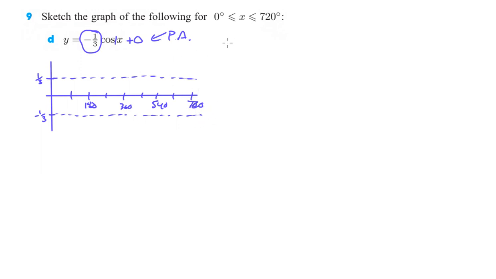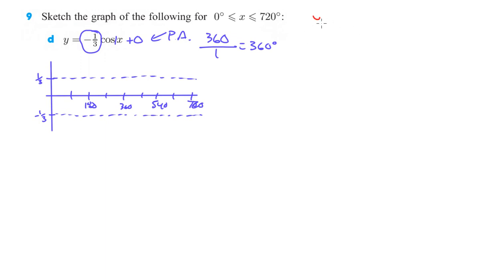Now, last thing we have to do is figure out, well, not really the last thing. We've got to figure out the period next. So 360 always goes on top, divided by whatever's in front of the x. That's over 1, so our period is 360 degrees. Okay, so I know it repeats every 360 degrees. And then we have that our cosine is negative 1/3.